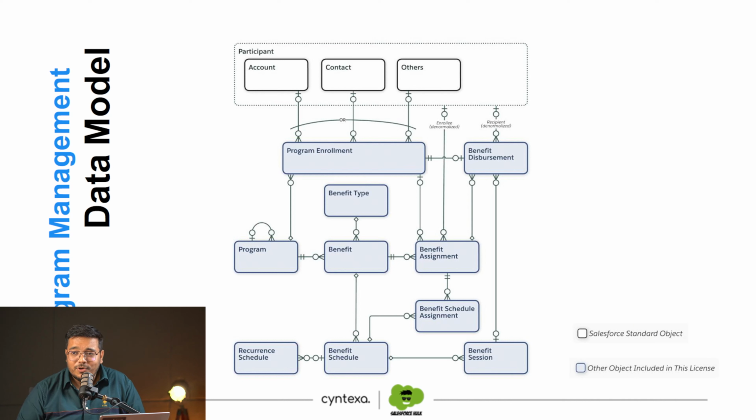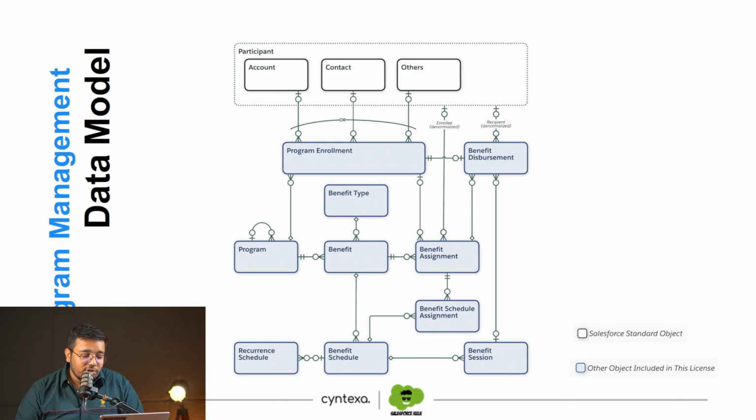Then we have program enrollment, which tells us they have enrolled into the program. Then we have benefits, which I was talking about. Benefits are basically activities that they can do. Benefit assignment, benefit schedule, I think these I will be covering in our demo piece. So yeah, we can do that.